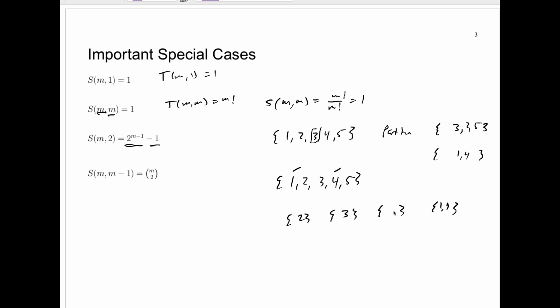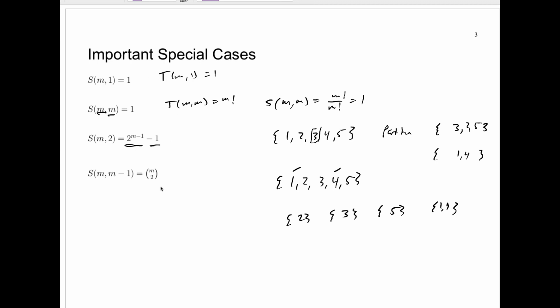2, 3, 5. Well, how many ways were there for me to pick 2 elements to be paired together? Exactly 5 choose 2. In general, for an m-element set, there would be m choose 2 ways to pick 2 elements, and thus S(m,m-1) is exactly m choose 2.